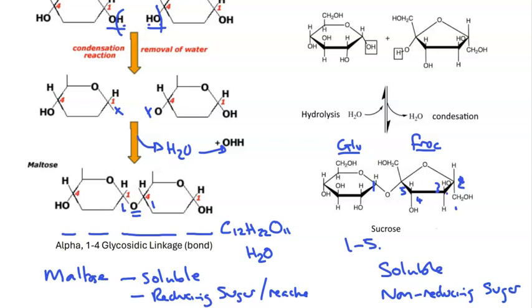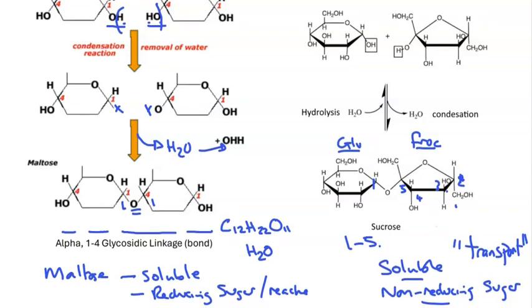Now this means that being soluble and non-reactive makes it an excellent sugar for transport. And we'll see later that sucrose is commonly transported in the phloem of plant tissues.